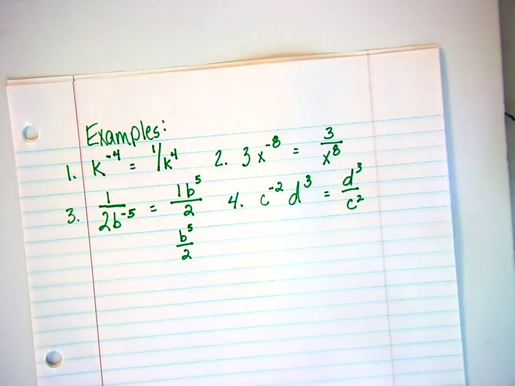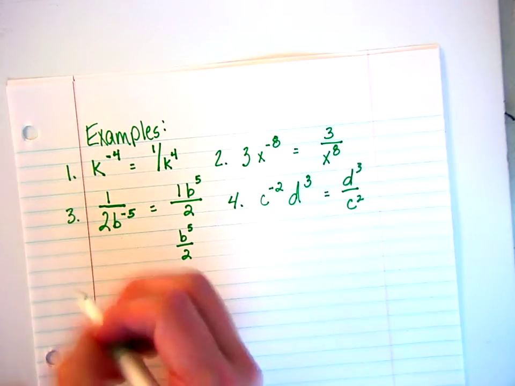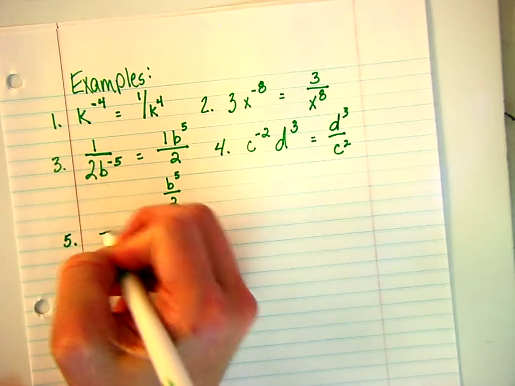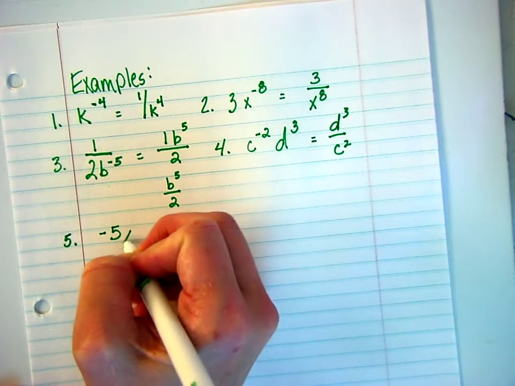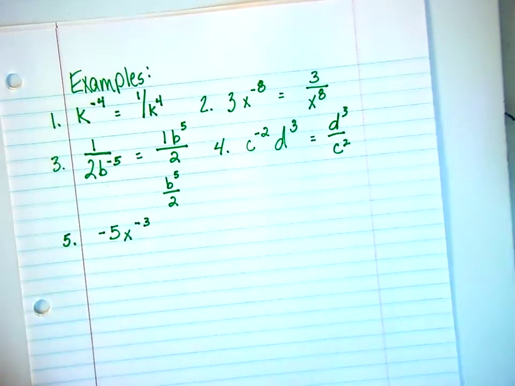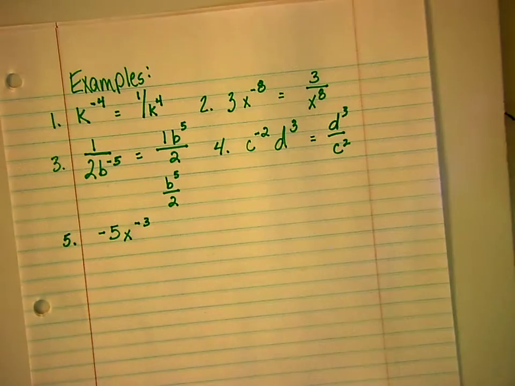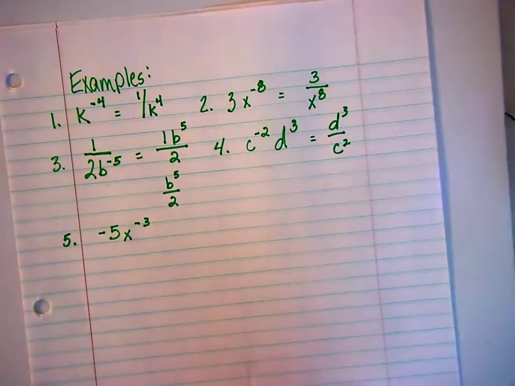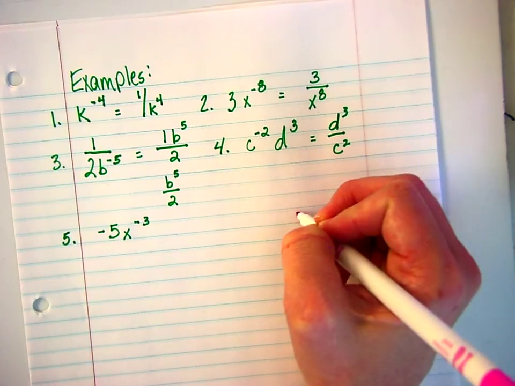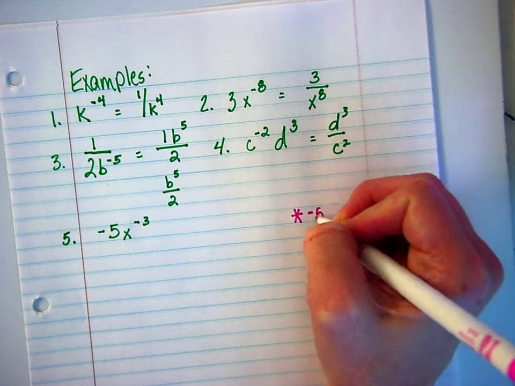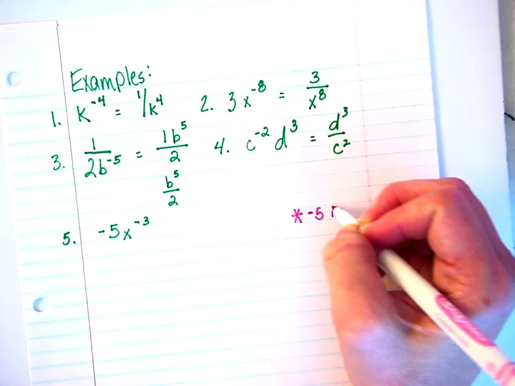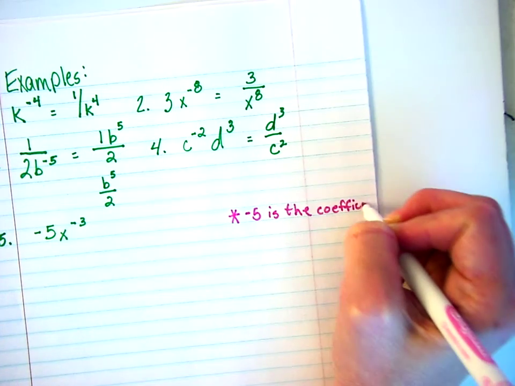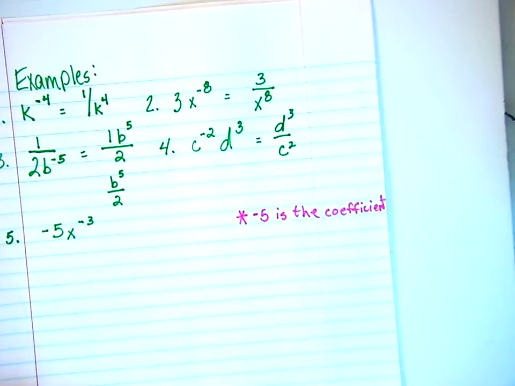Number 5. Negative 5 x to the power of negative 3. This one's going to come with a disclaimer, and let me write it before we start trying to work it out. Here's your disclaimer. You have a negative coefficient. The negative 5 is the coefficient.